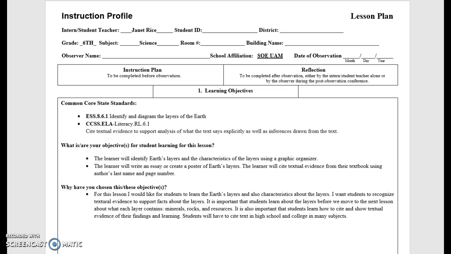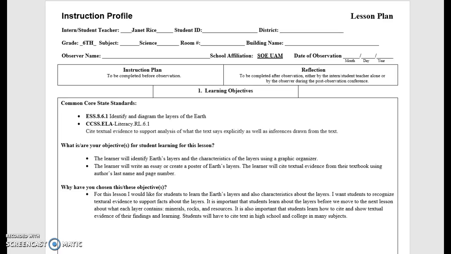The objectives are: the learner will identify Earth's layers and the characteristics of the layers using a graphic organizer. The learner will write an essay or create a poster of Earth's layers. The learner will cite textual evidence from their textbook using author's last name and page number.